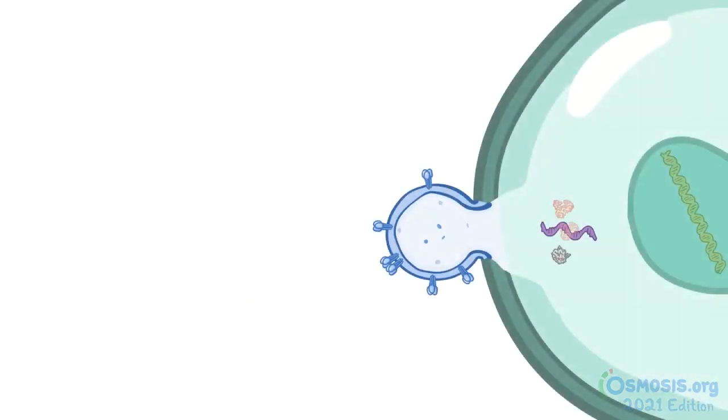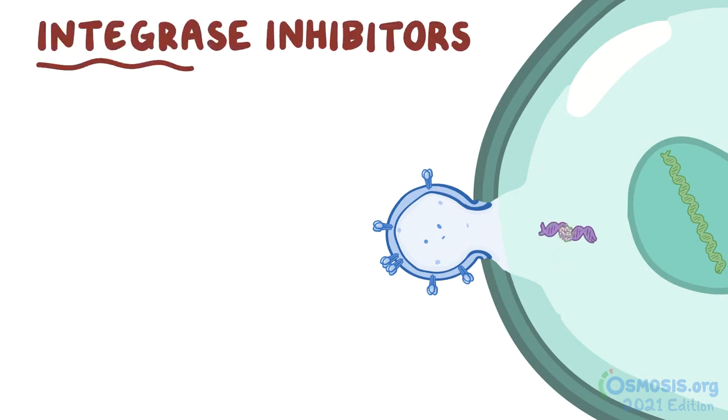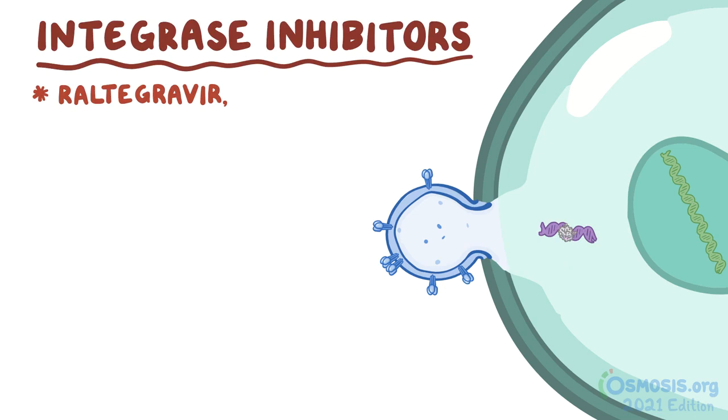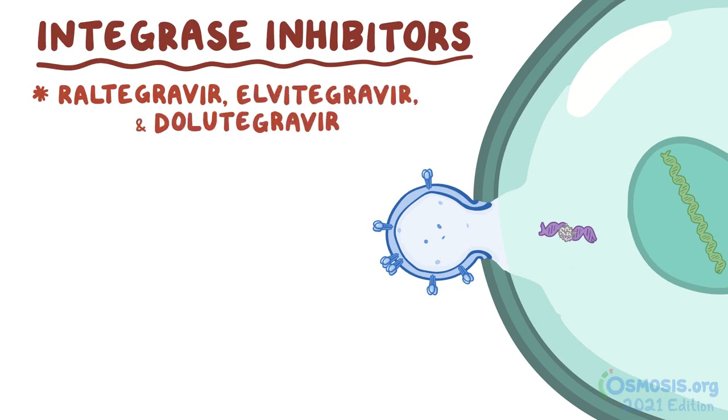Now, suppose the virus does fuse with the immune cell and deposits its RNA and enzymes. Now we can use integrase inhibitors like raltegravir, elvitegravir, and dolutegravir. These guys enter the HIV-infected cell and reversibly bind to the active site of the viral integrase enzyme. This means that the proviral DNA can no longer be incorporated into the host cell's DNA, which stops the formation of new HIV viruses.